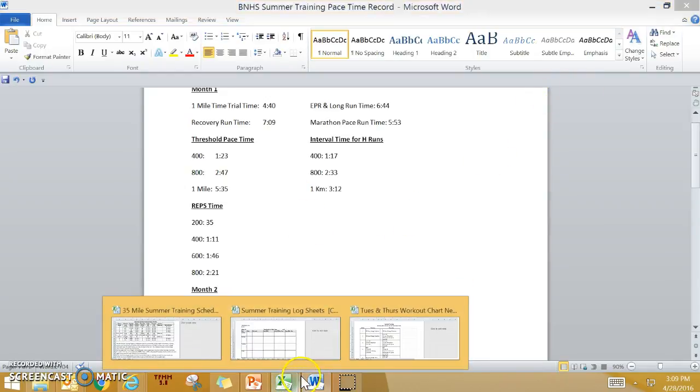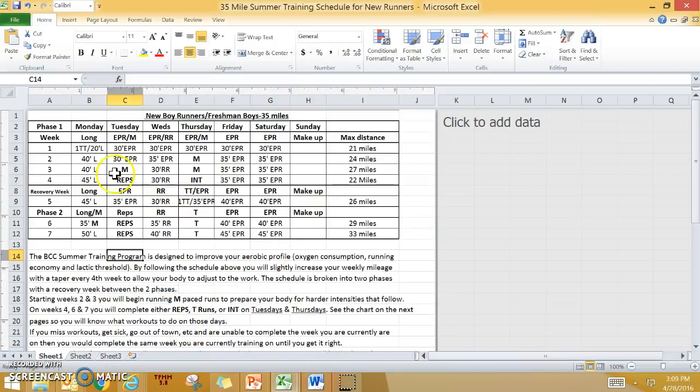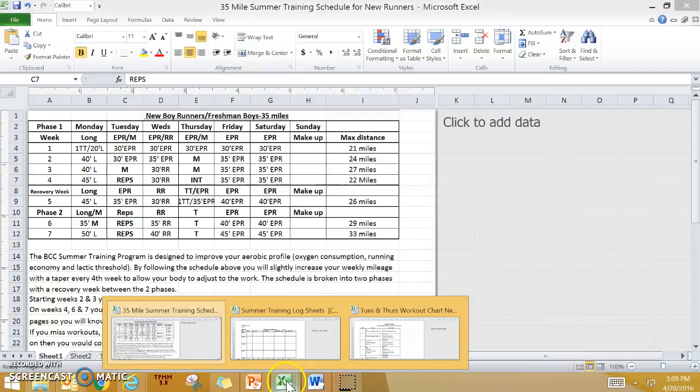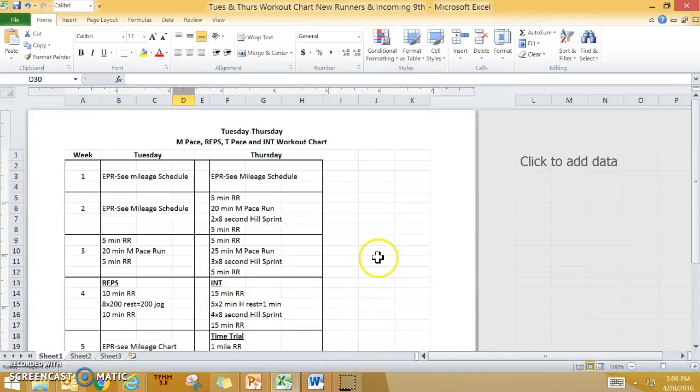Let's just say I'm an incoming freshman boy, and I'm looking at my training schedule, and I'm in week 4, and it's Tuesday right here, and it says reps. Okay, what does that mean? I'm in week 4, and I have to do a reps workout. Monday, I did a 45-minute long run. Now I have reps. Well, we have a handy chart in our running packet right behind that page.